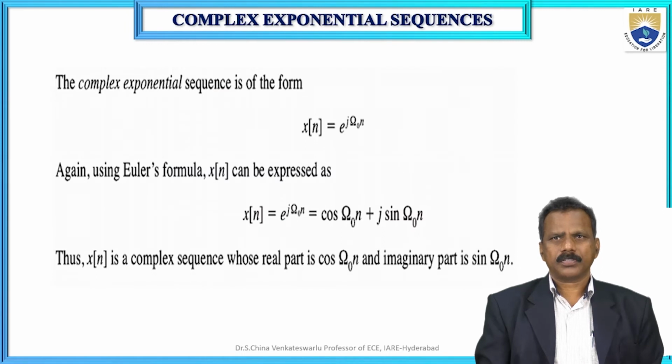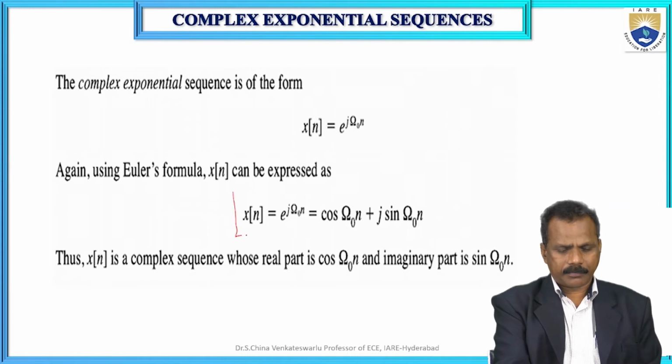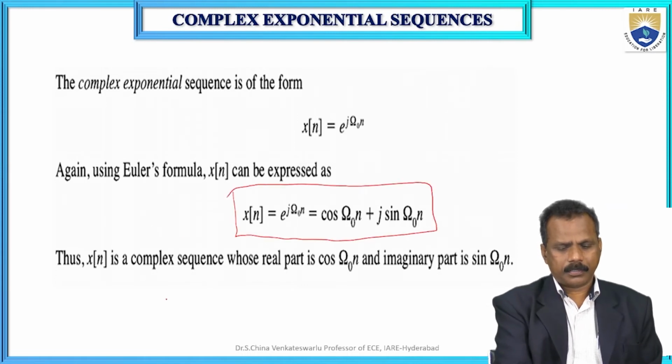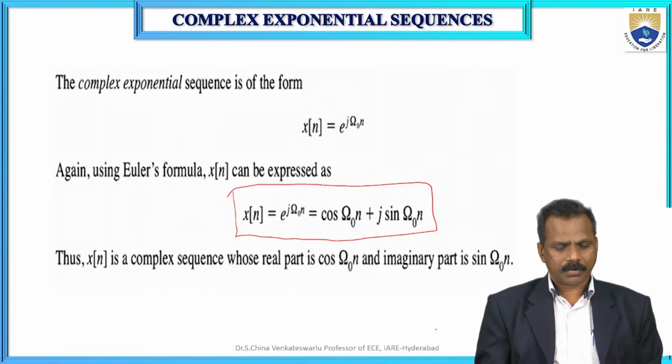Next, come to the complex exponential signals. The complex exponential signal sequence is of the form x of n equal to e power j omega naught n. This also involves Euler's formula, where x of n can be expressed as cos omega naught n plus j sine omega naught n. That means x of n is a complex sequence whose real part is cos omega naught n and imaginary part is sine omega naught n.